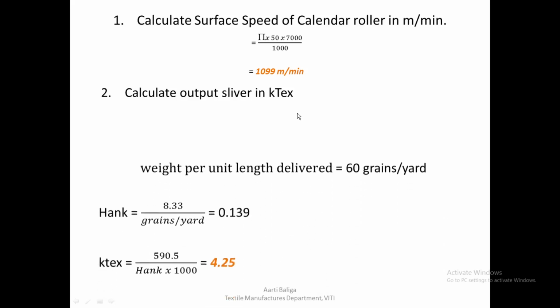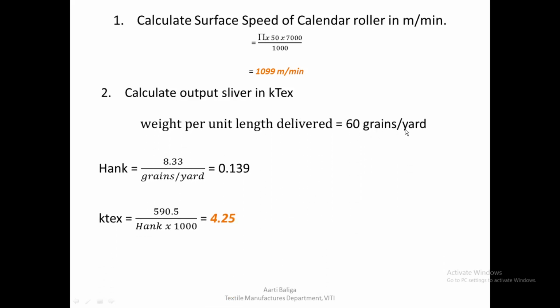So your first step would be as before, calendar roller surface speed in meters per minute. Substituting pi dn divided by 1000, you will get 1099 meters per minute as the answer. Then calculating the output sliver in kilotex, we have been given in grains per yard. So first convert it to Hank by using this formula, 8.33 divided by grains per yard. The value you get is 0.139, and when you convert that into kilotex by using this formula, you get the answer as 4.25. So using these two values that we have just received, we can calculate the expected production.